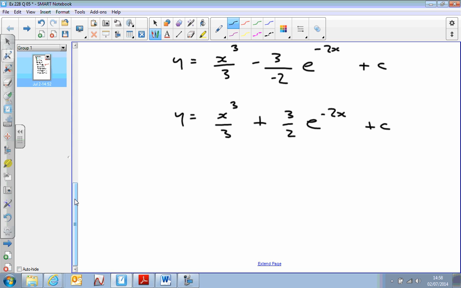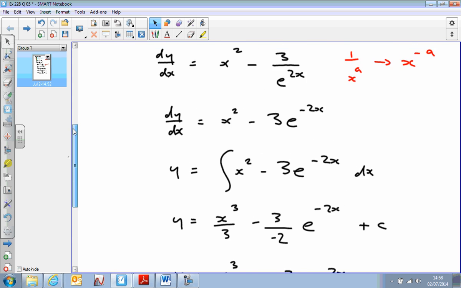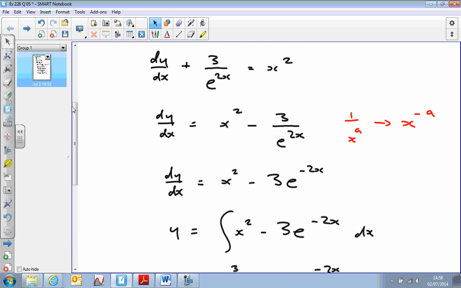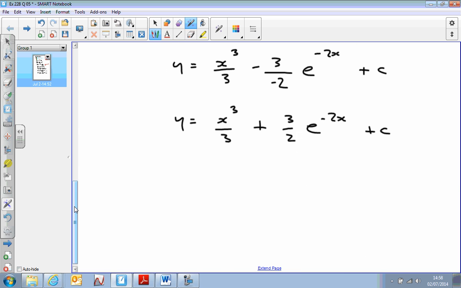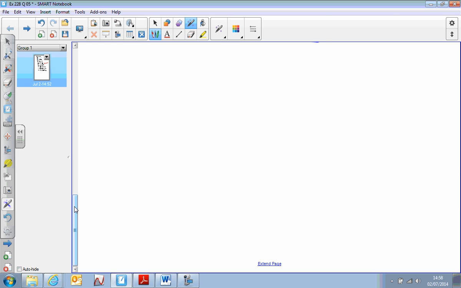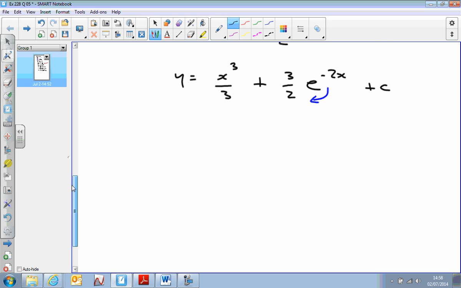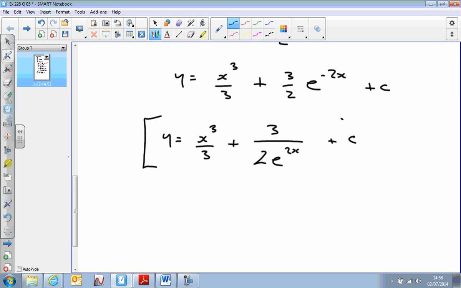Could leave it like that. The fact that the e to the 2x in the original problem was underneath here, I might decide to put the e to the 2x underneath with the 2, and so this actually becomes y equals x cubed over 3 plus 3 over 2 e to the 2x plus c. But that would be a matter of preference.